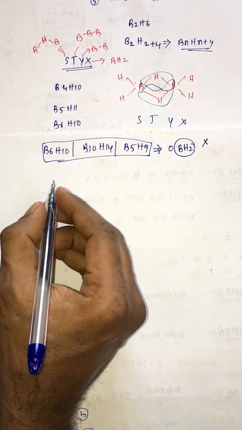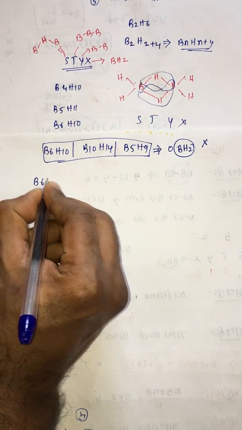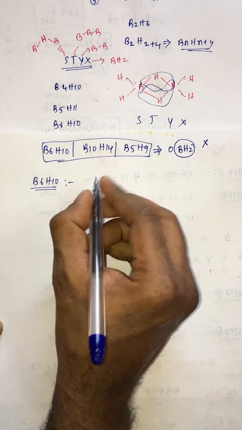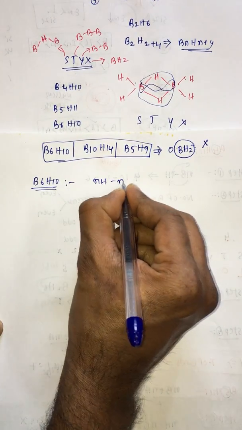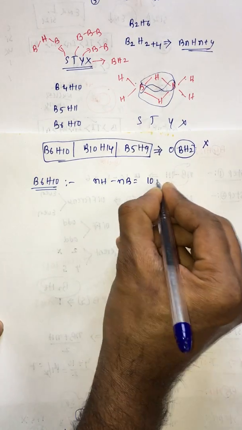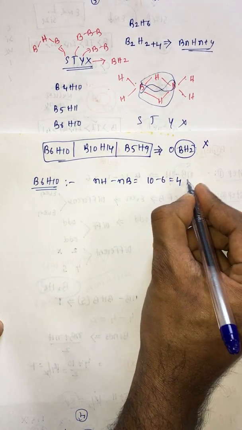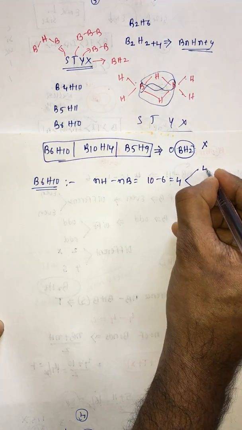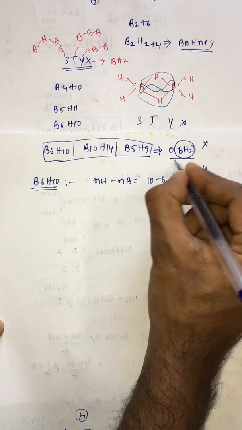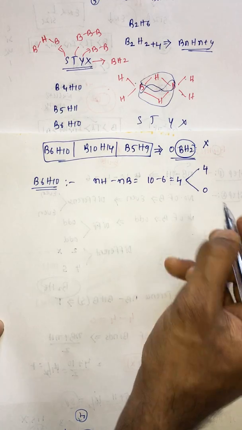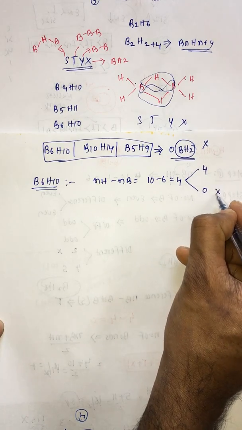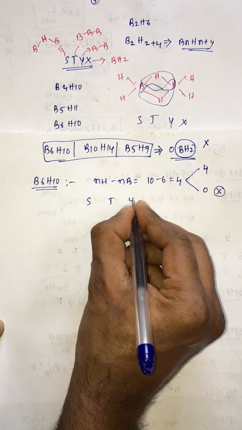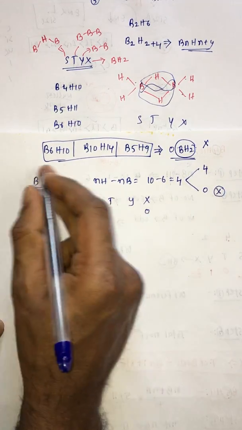Now we'll calculate for B6H10. Step 1, the difference between the number of hydrogens minus the number of boranes. This will be 10 minus 6 equals 4. So now we know we have to divide this as 4 and 0, because the number of BH2 bonds equals 0. Because of that we will keep the X value as 0. So STYX, this is always 0 for these three.